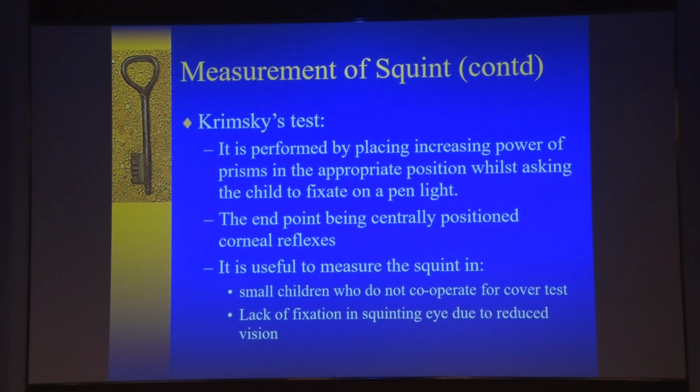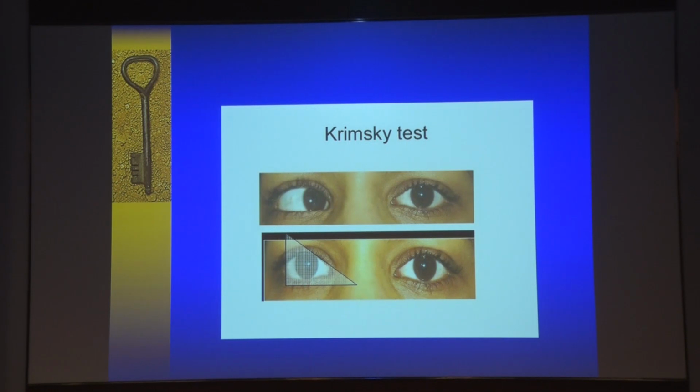A Krimsky test is essentially a Hirschberg test with a prism, okay? So you put a prism, keep on increasing the prisms, and you see that the corneal reflex keeps coming towards the center, and as you find it approximately right at the center, that's your measurement. So it is a very objective test. You don't require the patient's cooperation. Again, the same indications as Hirschberg: uncooperative child, uncooperative patient, or poor vision. You need cover test when you need good vision.